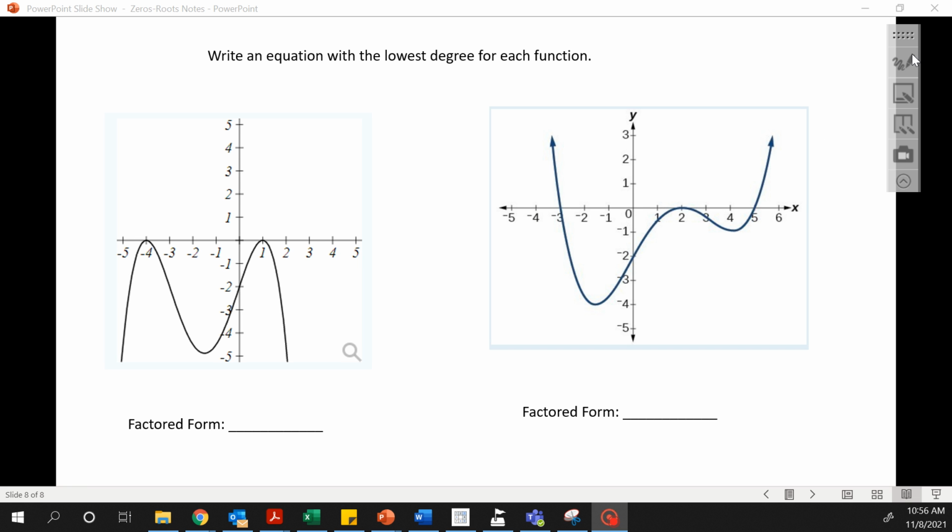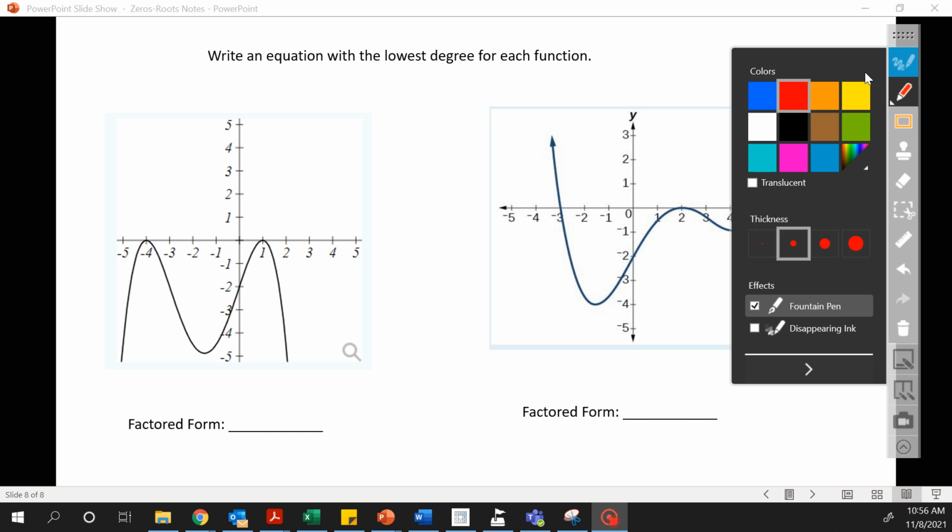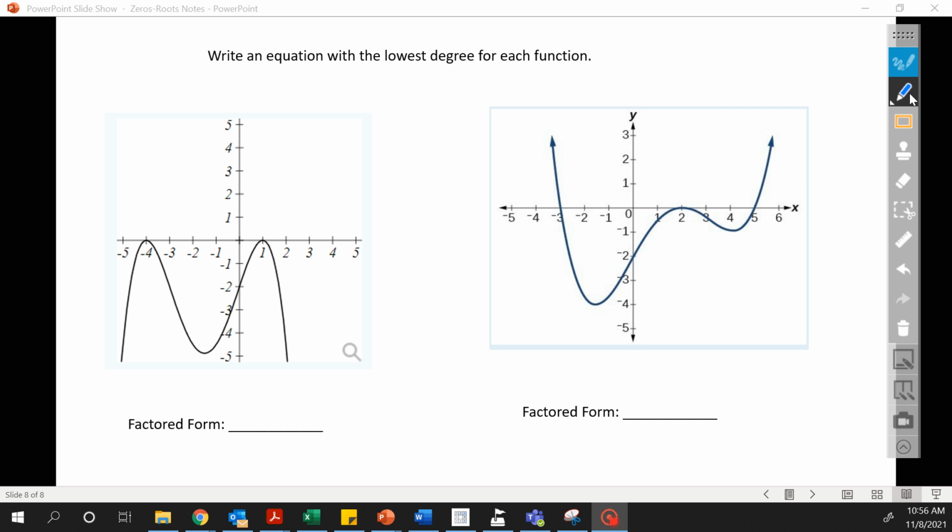Now, sometimes you might be given a graph and you want to write the factored form of the equation. Well, you need to look at the lowest possible degree. So if we look at this one, we know that this has a degree of 4 if it's the lowest, because it's got 3 turning points. So it's degree 4, and it's got a negative leading coefficient because both of these sides go down.